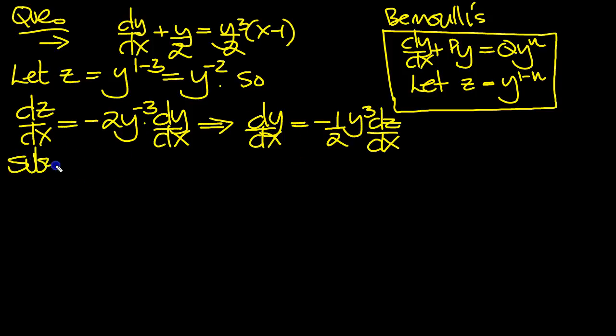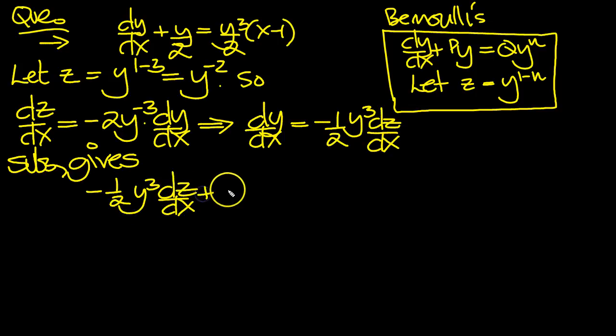So substitution gives, let's see what we get then. So dy/dx, put this into here, minus a half, y cubed, dz/dx, plus y over 2, so that's a half of y, isn't it? Equals a half again, so put that at the front, y cubed times x minus 1.